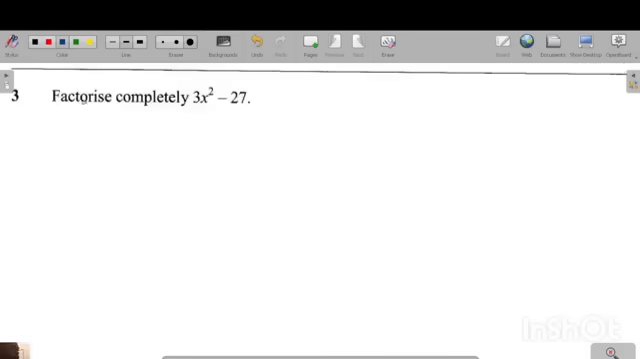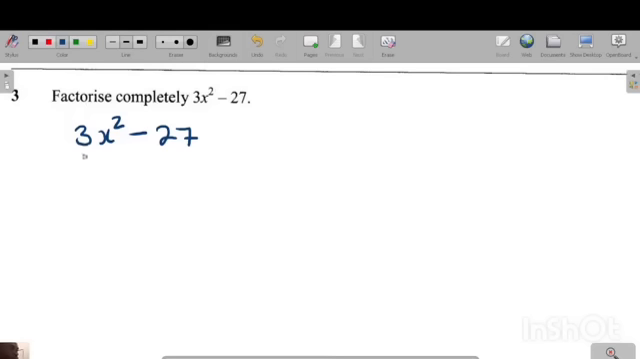Question 3 says factorize completely. Take note, there are two statements here. You need to factorize and you need to complete the factorization. So you have 3x squared minus 27. The first step when they say factorize is to look for the highest common factor, or what is common between these two terms.